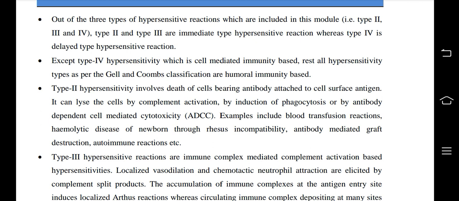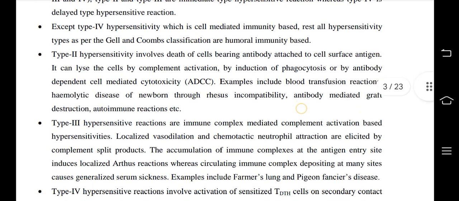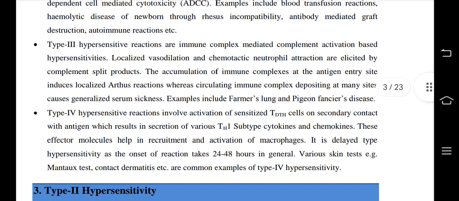Type 2 hypersensitivity involves death of cells bearing antibody attached to cell surface antigen. It can lyse the cells by complement activation, by induction of phagocytosis, or by antibody-dependent cell-mediated cytotoxicity or ADCC. Examples include blood transfusion reactions, hemolytic disease of newborn through rhesus incompatibility, antibody-mediated graft destruction, autoimmune reactions, etc.